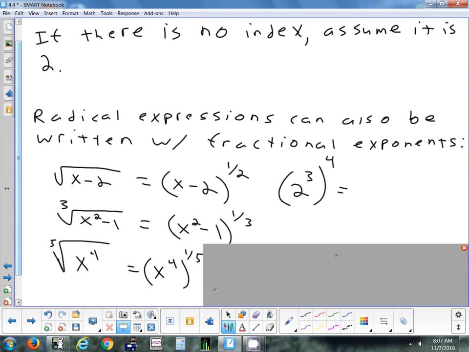No, just pretend I don't want to write this 4. How would you write out 2 cubed to the 4th the long way? Say they don't understand this extra exponent. Wouldn't you do 2 times 2 times 2, and then 4 times? Okay, so I see what you're saying.